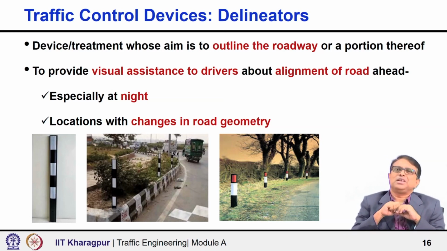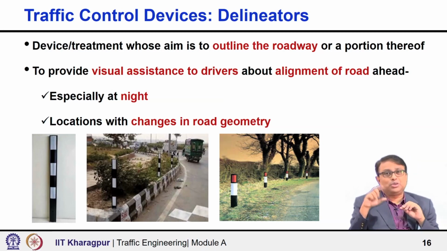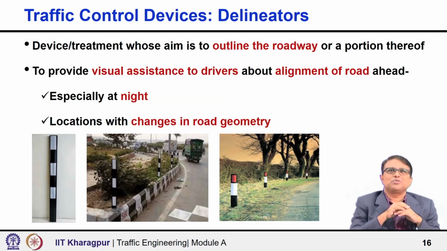As I said, the engineering part of it, what should be the height, what should be the material, how you do an installation of the sign, exactly where you place the sign, the kind of retroreflection characteristics which are required, all such details are available in the IRC guidelines.